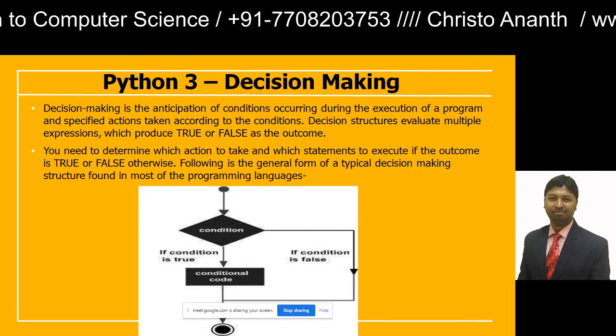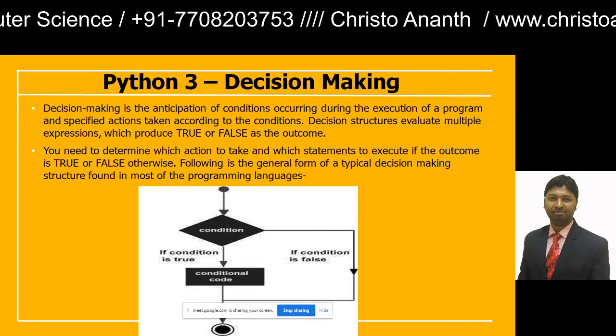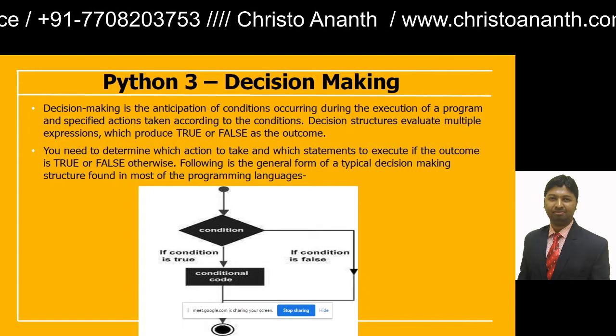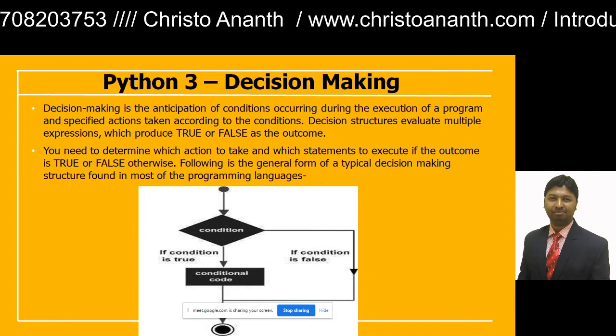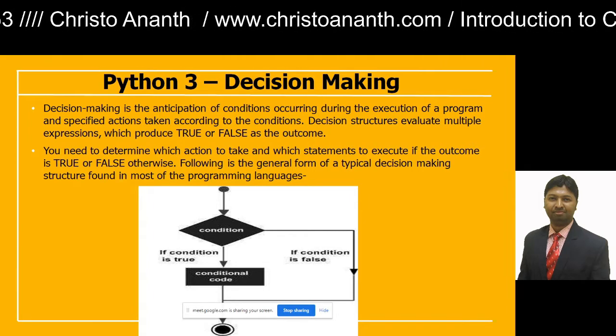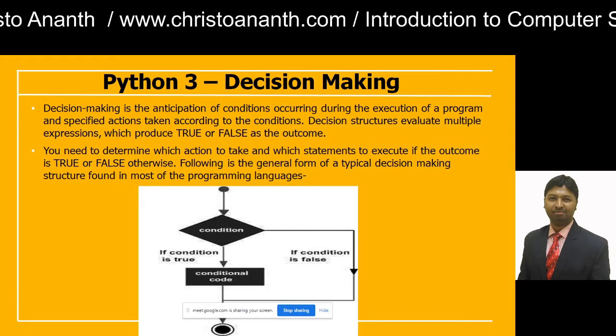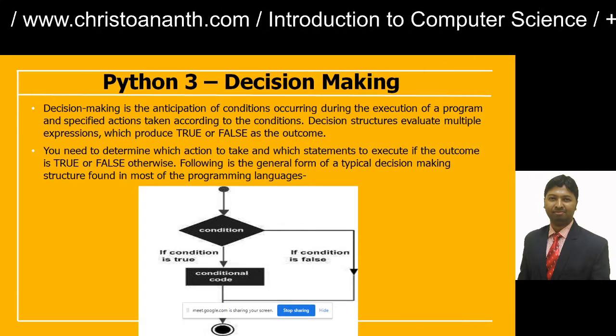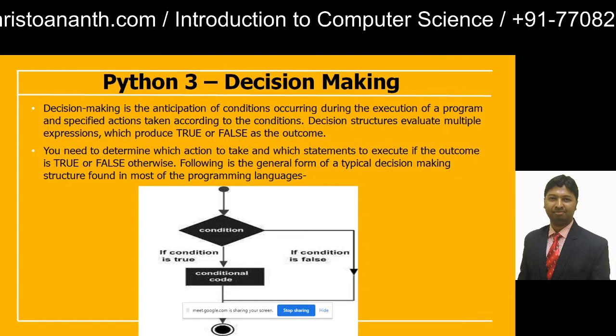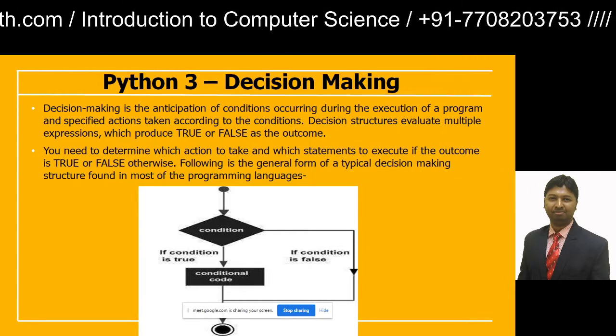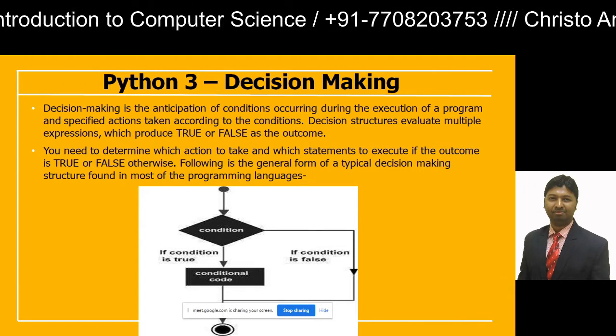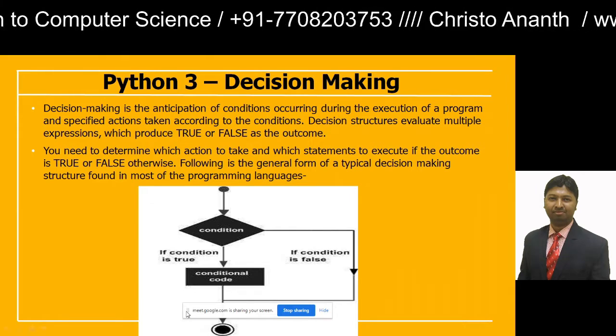You actually have to determine which action to take, whether you have to take the true statement or the false statement. If you are going to take the true statement, you are going to execute the statements accordingly, and if you are going to take the false statement, then you are going to execute the corresponding statements as well. So this is a flow diagram of the decision making statement.